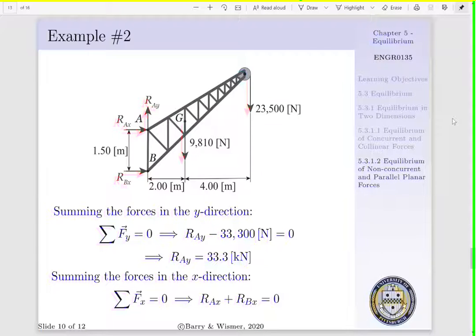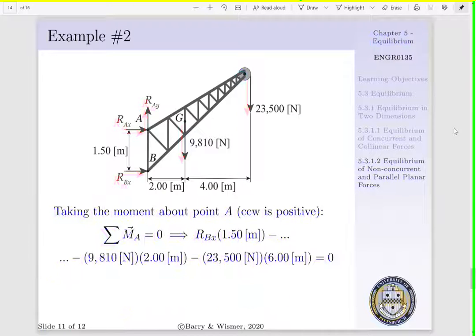Next, we'll apply the summation of forces in the x direction. We'd have RAX plus RBX is equal to 0. Currently, we have one equation and two unknowns. Thus, we can apply the summation of moments about a point. In this situation, we're going to pick point A because we have two forces acting on point A. And thus, we'll have the fewest number of moment arms to consider.